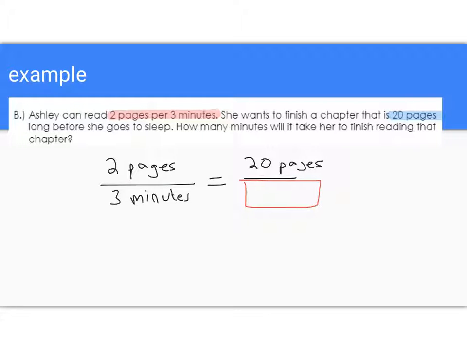So my job is to figure out 2 times what equals 20. In this case, it's going to be 10. We know that 2 times 10 is 20. So it's my scale factor, so I multiply the top and the bottom, and that gives me 30 minutes. And there's my answer.